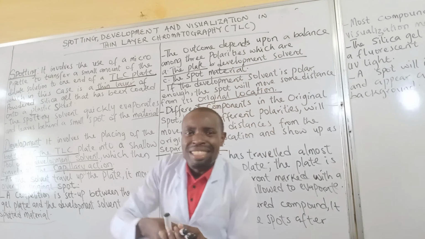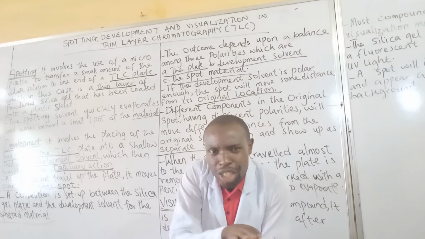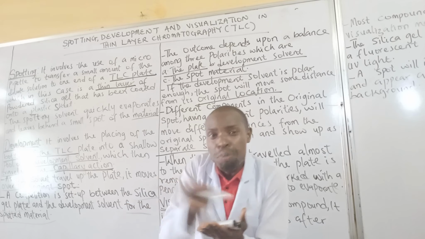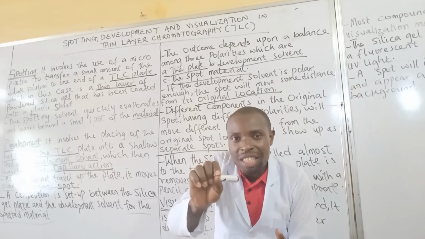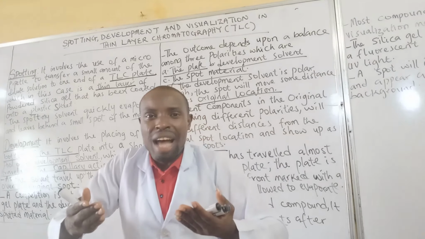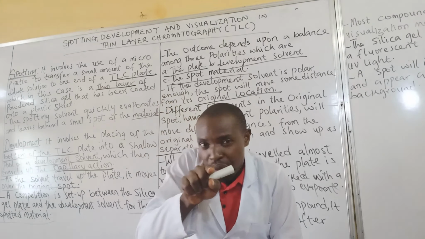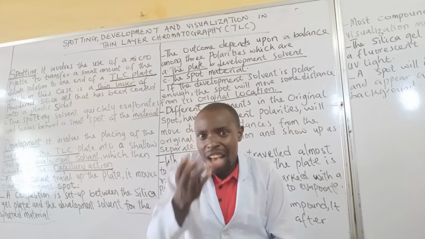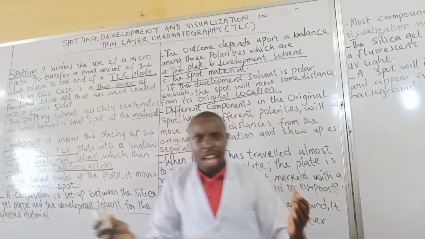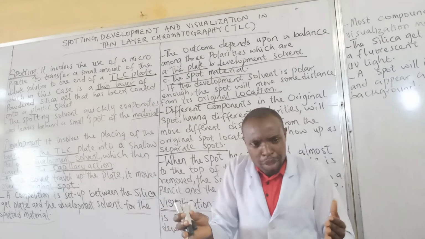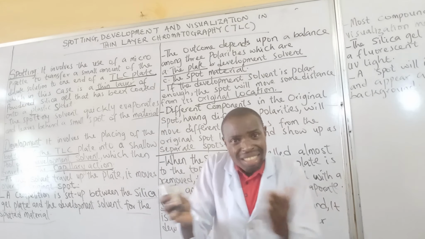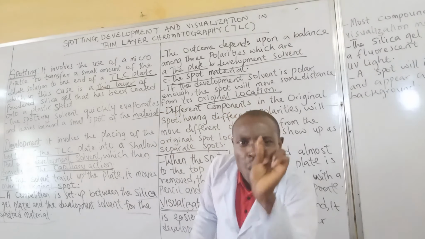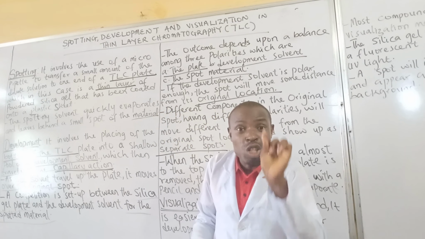And when that TLC plate is placed in a shallow pool of development solvent, it travels up by what now? By capillary action. You understand that? It travels up by capillary action. And when that is done, there is a competition that is set up between the silica gel and the development solvent for the marked spot or the spot material.